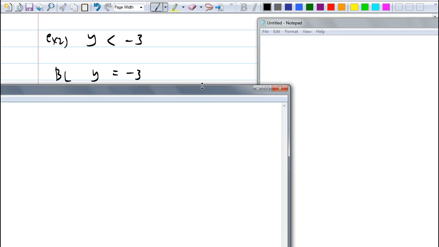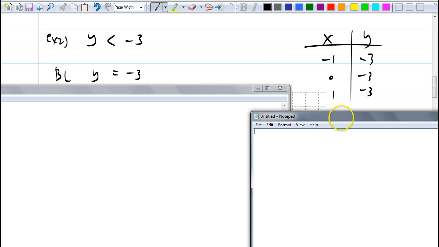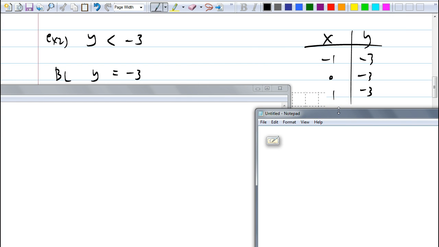It says y is equal to -3. So what can I put for x when I make a table? 0. What else? -1. Y is always -3. That's what it's saying. X could be any number you like. What kind of line do we get for this boundary line? A horizontal line.